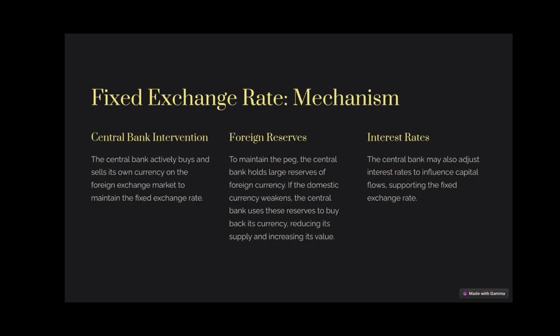The central bank holds large reserves of foreign currencies. If the domestic currency weakens, the central bank uses the reserves to buy back its currency, reducing the supply and increasing its value. And the third one is interest rates. The central bank may also adjust interest rates to influence capital flows, supporting the fixed exchange rate.